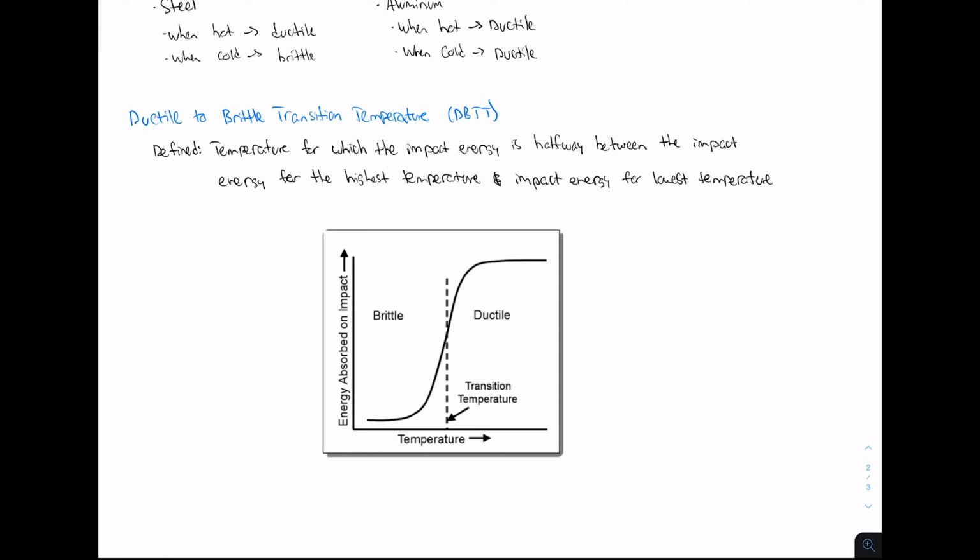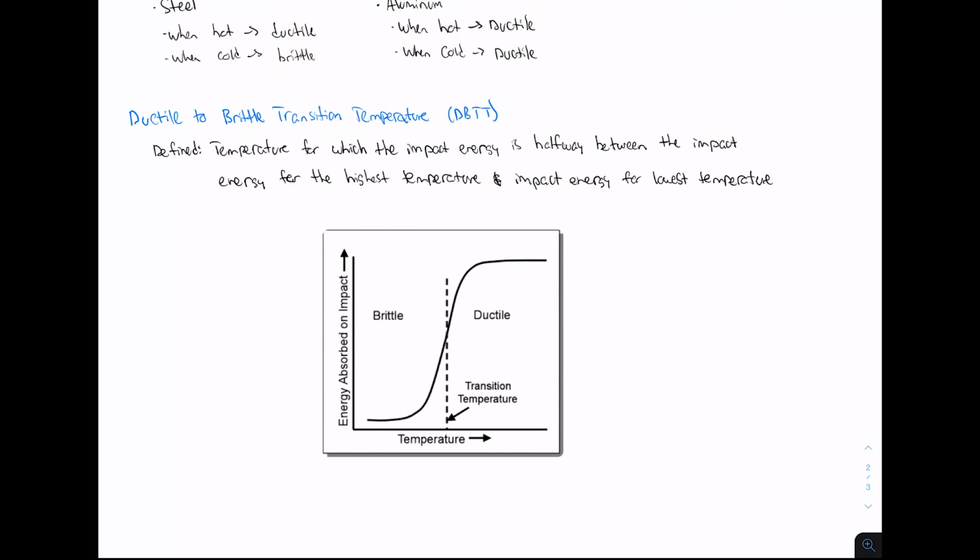Okay, so we have the ductile to brittle transition temperature, or DBTT for short. If we define this, this is going to be the temperature for which the impact energy is halfway between the impact energy for the highest temperature and the impact energy for the lowest temperature.